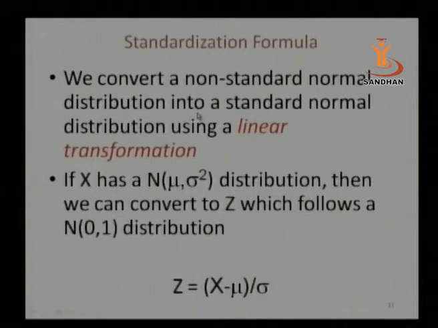So let us see. Here the standardization formula is nothing but z is equal to x minus mu divided by sigma. Here we convert a non-standard normal distribution into a standard normal distribution using a linear transformation. It is again a good property. If x follows N(mu, sigma square), then we can convert it to z, which follows the N(0,1) distribution. Here each and every observation x is subtracted from mu and divided by sigma, the standard deviation.